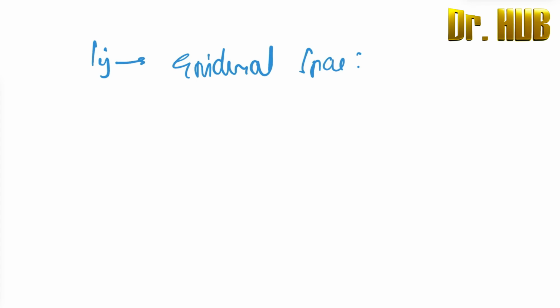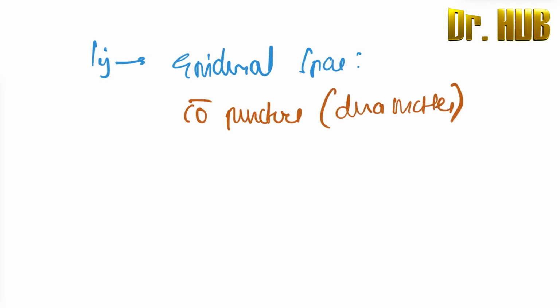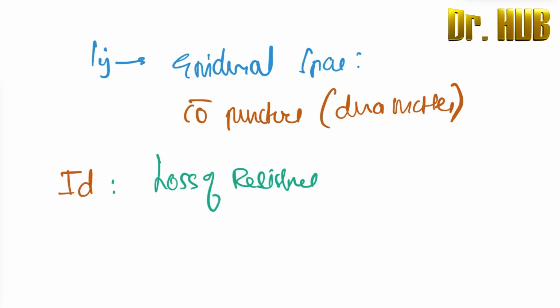Next, where is the injection inserted in terms of the epidural? The injection is given at the epidural space, without the puncture of the dura mater. Next, how do you identify this? Identification is by the loss of resistance technique.